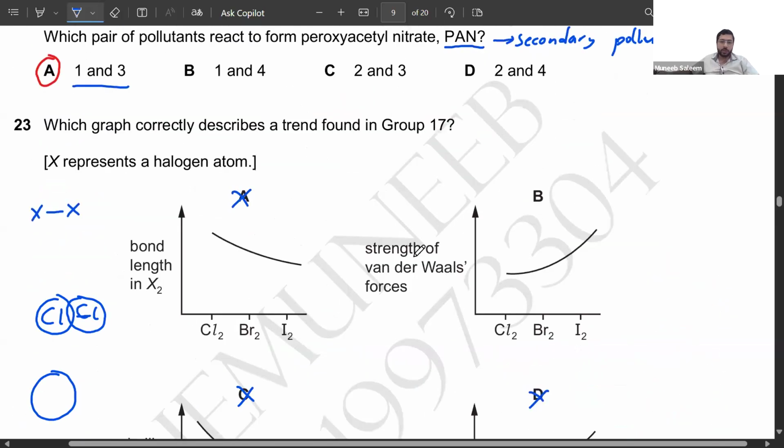Now, if you check option B, the strength of van der Waals forces. So yes, van der Waals forces means here the ID-ID forces, or in other words, intermolecular forces. Intermolecular forces are strongest in the case of iodine because of its greatest number of electrons. It has the highest number of electrons in its atom as compared to bromine and chlorine. The greater the number of electrons, the greater will be the strength of the van der Waals forces or the ID-ID forces. So that's why B is the correct option.